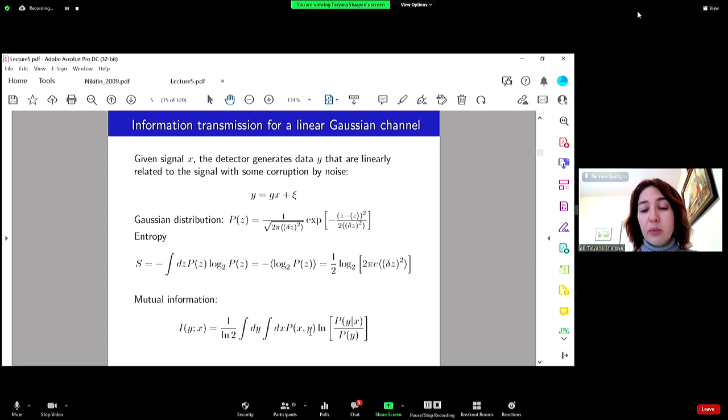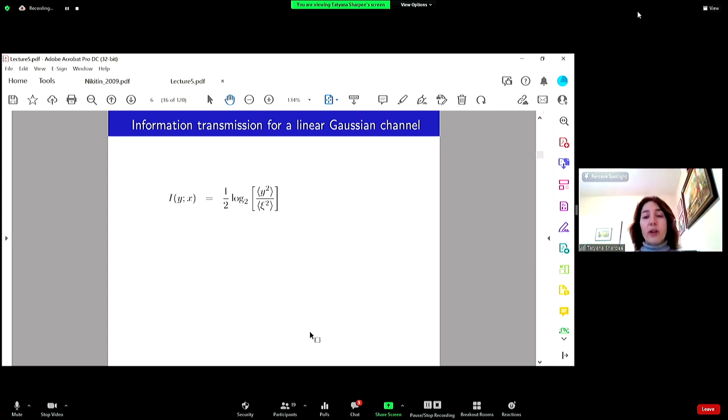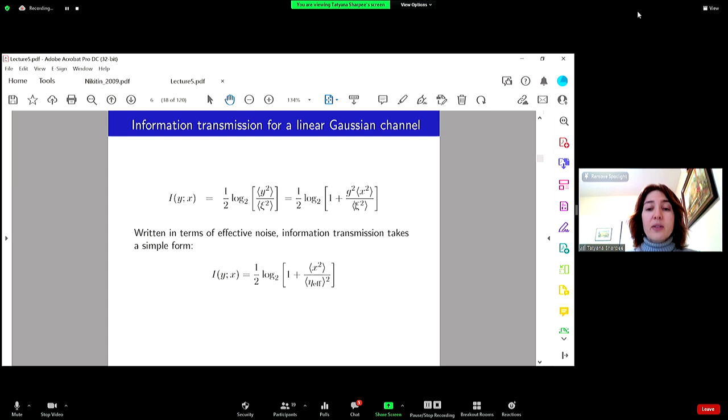It depends on both P of X and P of Y. And for a linear Gaussian channel, there is an important result that this is 1/2 of the log base 2 of the variance of the output divided by the variance of the noise. Or you can write it explicitly, because the output has noise in it, as 1 plus the variance of the input signal times the gain divided by the variance of the noise added. So sometimes it's also written as, and we will also use this, the variance in the signal divided by what is it called, effective variance.